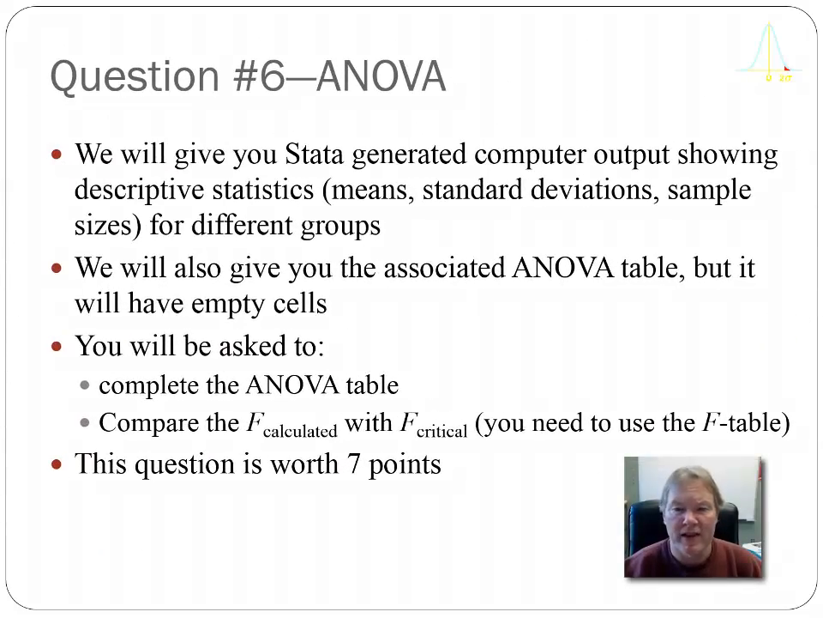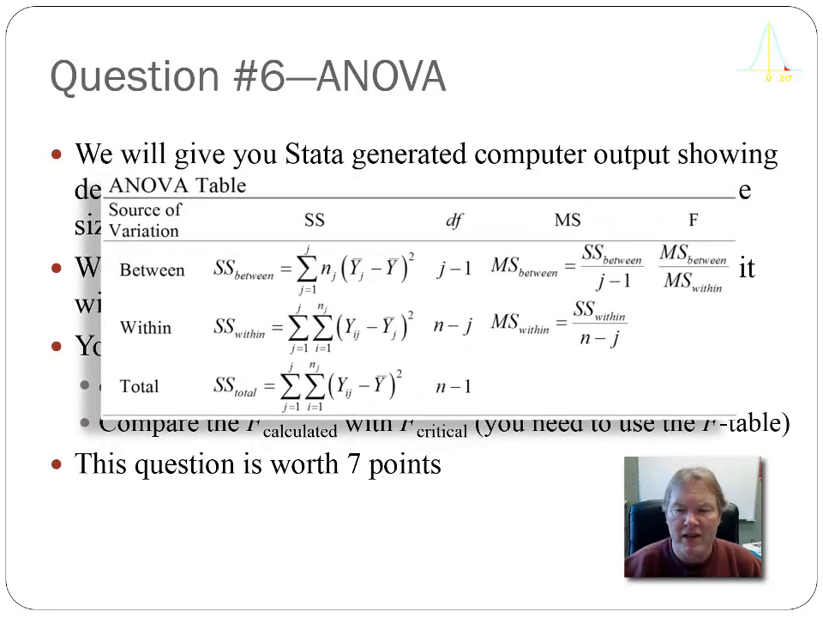The last question on the exam is an analysis of variance problem. We're not going to have you do any calculations for the sums of squares or mean squares for this particular problem. We're going to give you some computer-generated output, but we're going to leave some places in the table blank. Let's go ahead and look at an ANOVA table. This graphic is right out of your lecture notes, and it has all the formulas. But again, you're not going to need these formulas for the exam.